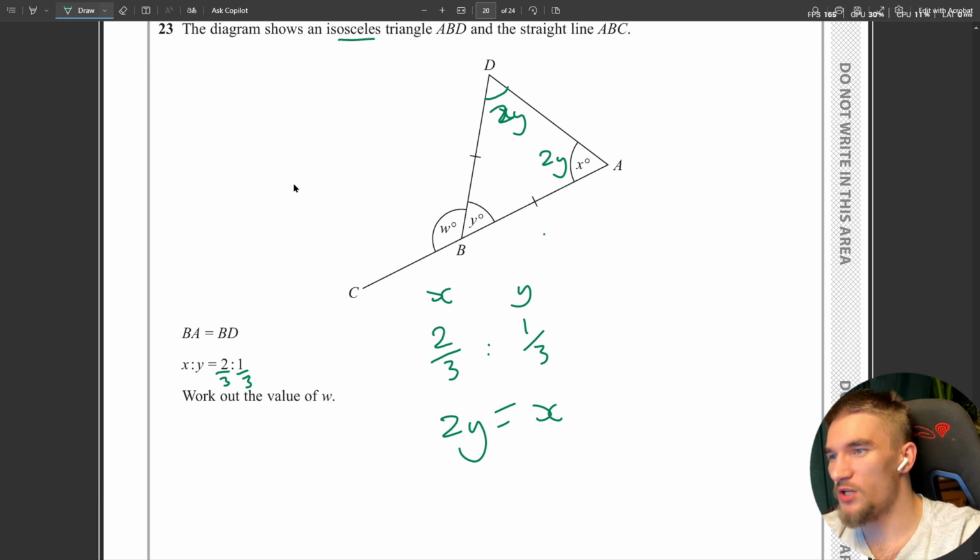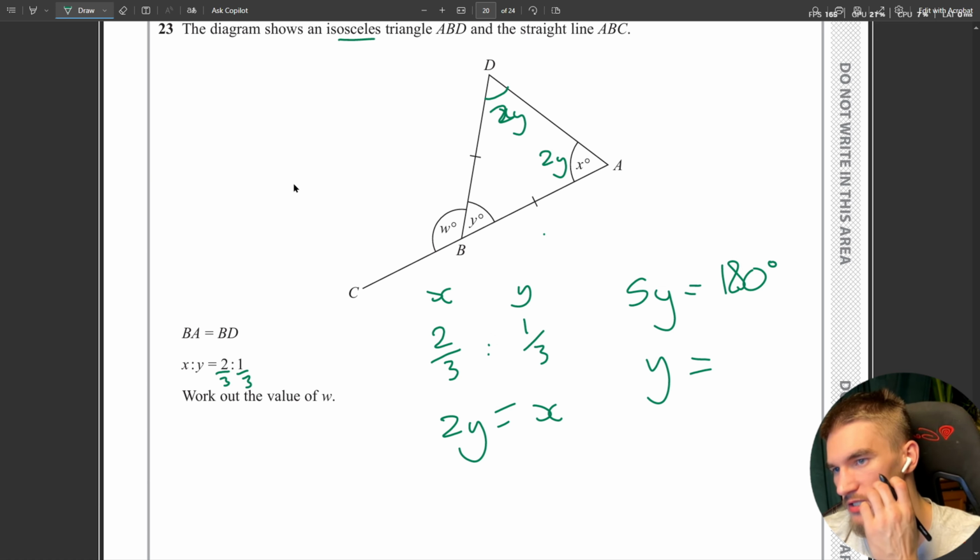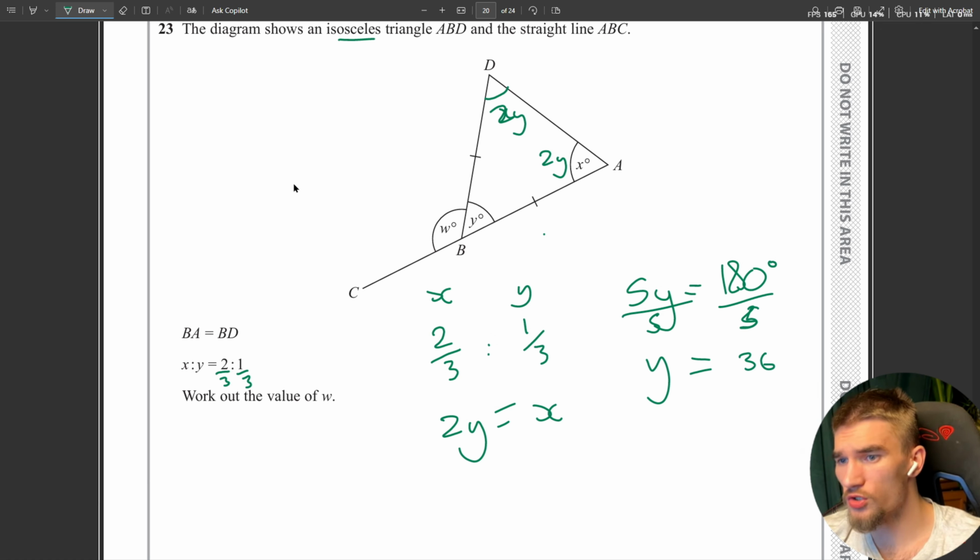So now, how many y's do I have? I have 1, 2, 2. So I have 5 y's, right? And I know that all of these are in a triangle, so they add up to 180 degrees. So to find out what 1 y is, I just do 180 divided by 5, which is 36. You could use the bus stop method for this.